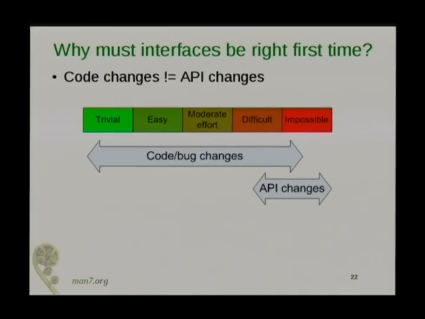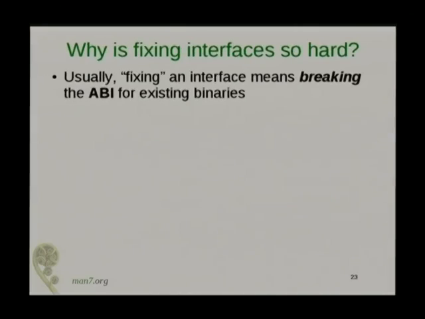Okay? It's easy to change code, but it's hard to change APIs. If you put changes on a scale from easy to impossible, you might find that code changes fall anywhere along that spectrum. But API changes tend to fall much further to one side. It's often quite difficult to change an API, or it's impossible. Now, why is that? Well, usually if you change an API, that means breaking programs that already exist out there in user space.